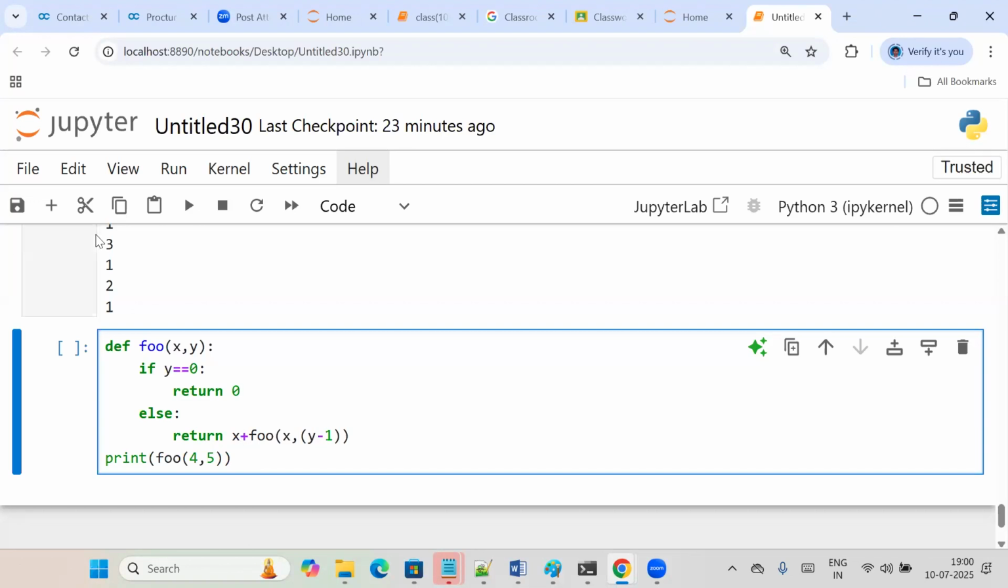I hope, guys, this question at least you will be able to do. X will be pushed onto the stack and the function call will go above. So X plus will be pushed onto the stack.